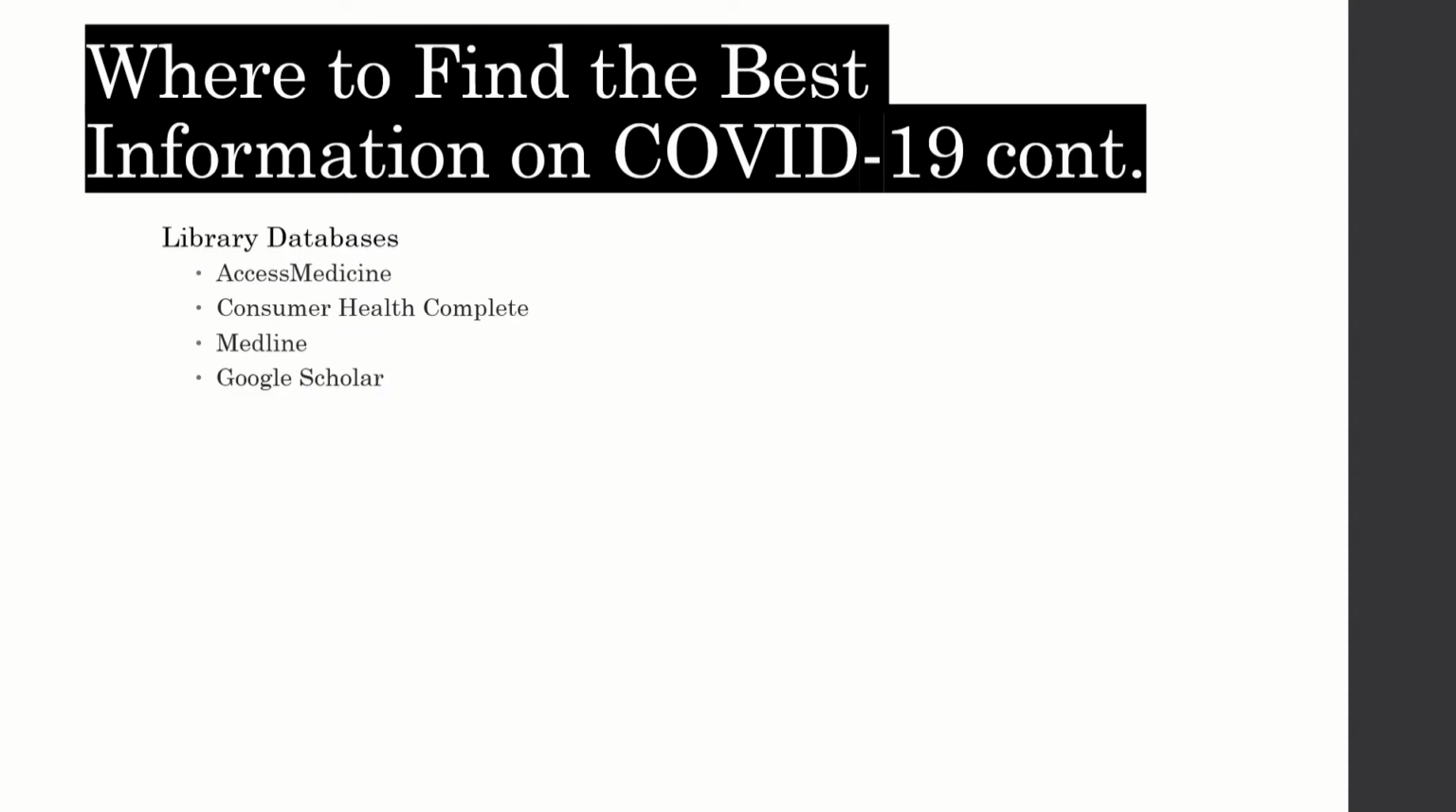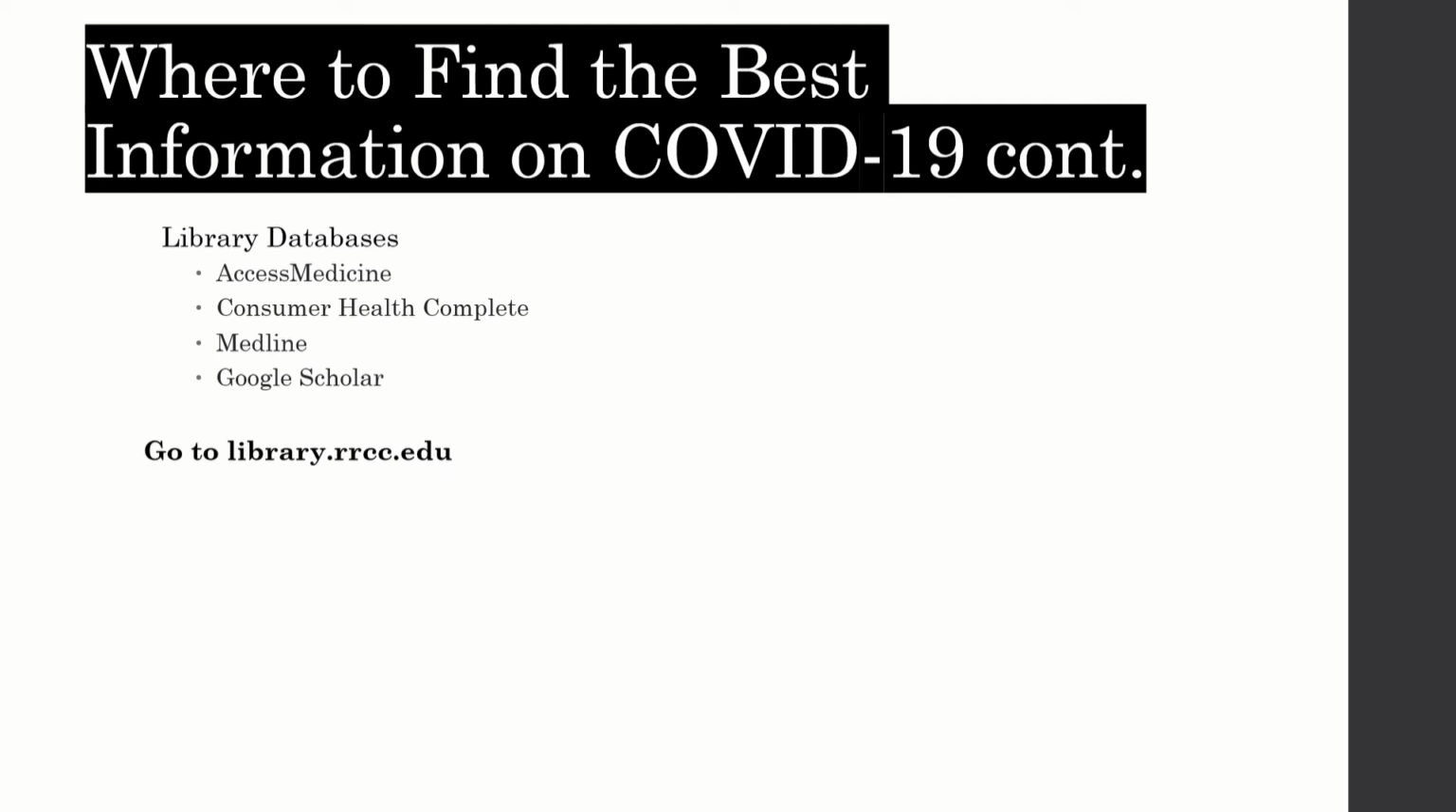There are other ways to get great information on COVID-19, and this is through your own library databases. Right here we have a list of 3 library databases that we suggest using that you can get access through the library website at rrcc.edu. You could also use Google Scholar at scholar.google.com.